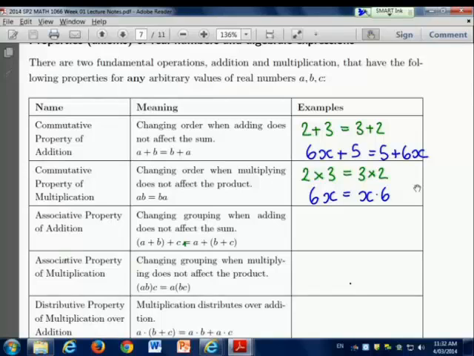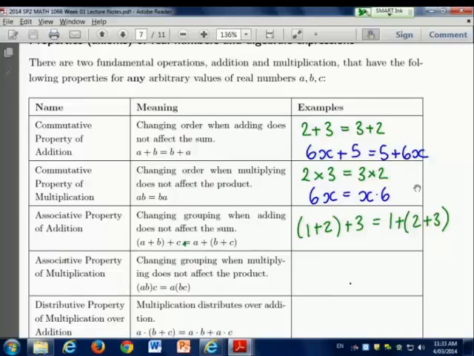Okay, associative property of addition. If you're adding a bunch of things together, it doesn't matter which two you add together first, is what it's saying. So for example, 1 plus 2 plus 3. You're going to get 3 plus 3, which is 6, is the same as 1 plus (2 plus 3). So you'd evaluate the brackets first and get 5, add 1 to it, and you'd get 6. It's earth-shattering stuff.